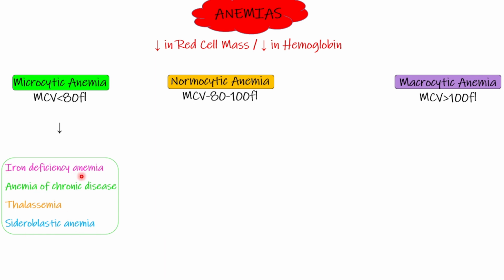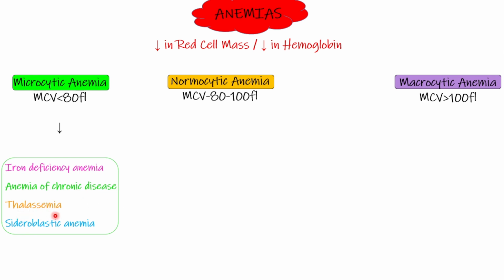Now, iron deficiency anemia. As you all know, hemoglobin consists of iron. If there is iron deficiency, then proper hemoglobin cannot be formed, which results in iron deficiency anemia. Then we have anemia of chronic disease. Any chronic disease can result in anemia, and that anemia is also a microcytic anemia.